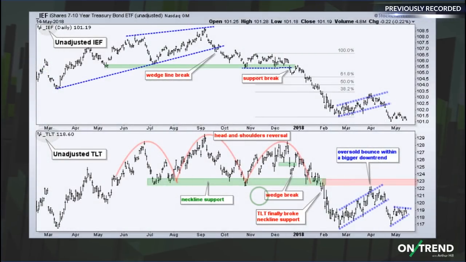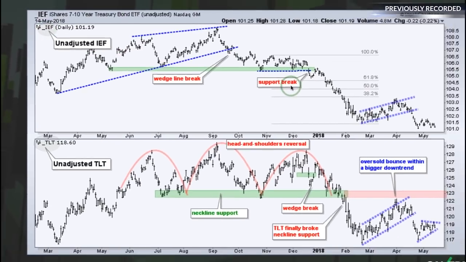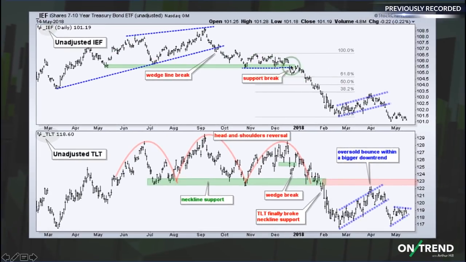So first here we have the unadjusted IEF and the unadjusted TLT. That means I did not put in the distributions. This is a very raw price chart. And you can do that by putting an underscore, as you see at the top left, before the symbol. And that will show it unadjusted. But you can see here, there's the breakdown.